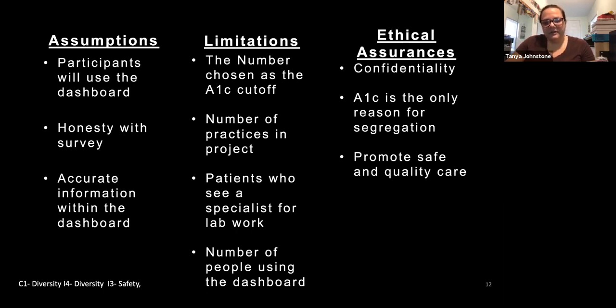For ethical assurance, all information was confidential. I have some slides later on, but all information of the patient has been removed. The A1C is the only reason for segregation. We did not look at gender. We did not look at area code. We did not look at anything else but A1C. And our goal is to provide self-management and quality care for these patients. This slide meets program C1 diversity, C4 diversity, and I3 safety.